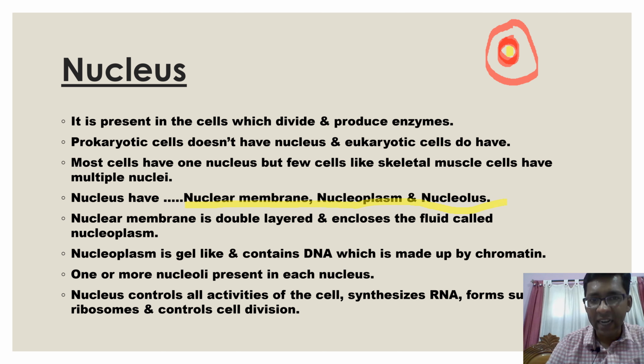Nucleoplasm is gel-like and contains DNA, which is made up of chromatin. Easy to understand. Like a cell may contain more than one nucleus, a nucleus may also contain more than one nucleolus. The nucleus controls all activities of the cell. For a cell to divide, the cell has to depend on the nucleus.